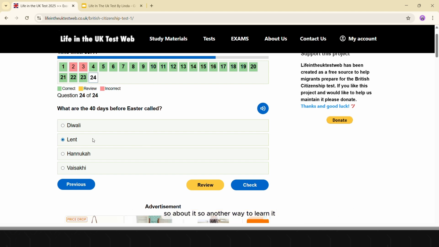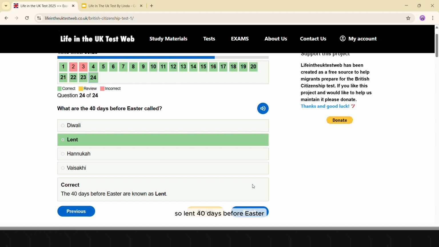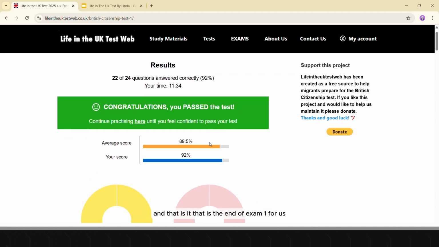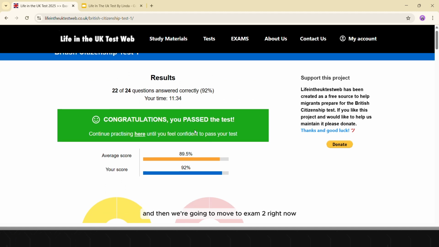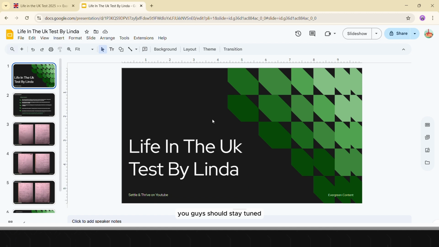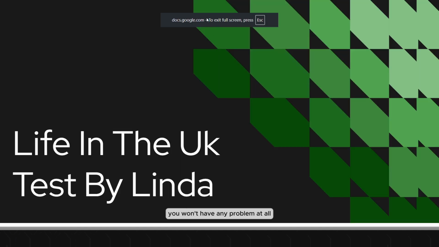Another way to learn it and not forget is that it kind of looks like an English word. All this one looks like not English. So something like lent someone a book. So Lent, 2 days before Easter. And that is it. That is the end of exam 1 for us, and then we're going to move to exam 2 right now. You guys should stay tuned. If you keep doing this, you won't have any problem at all.